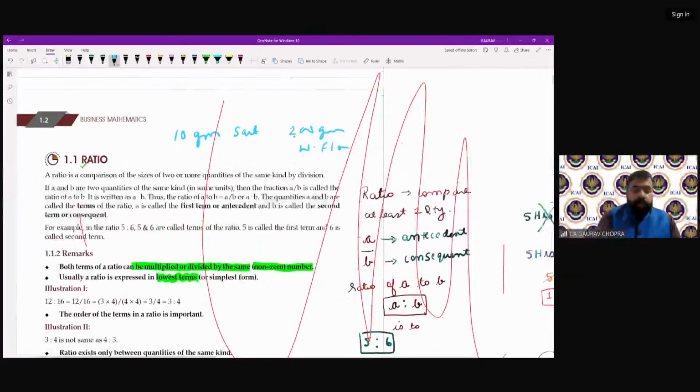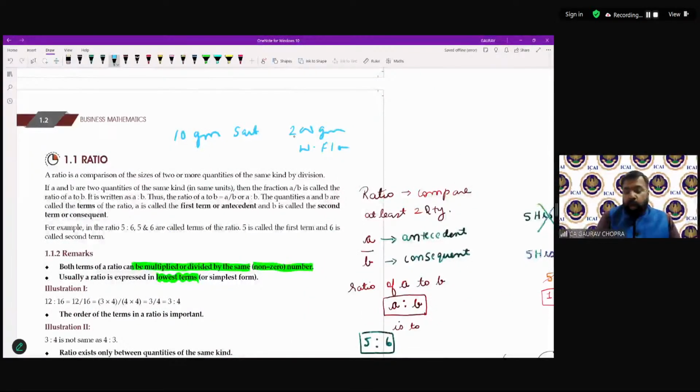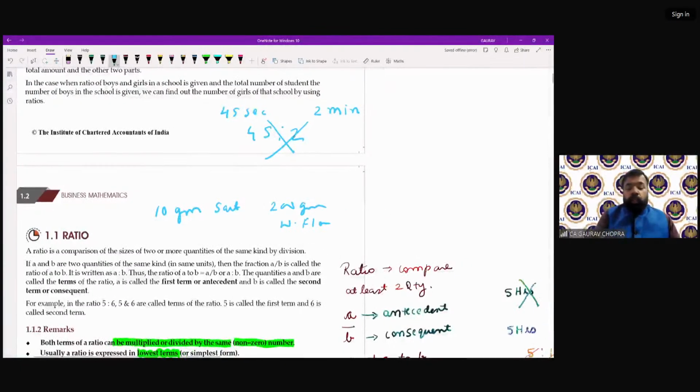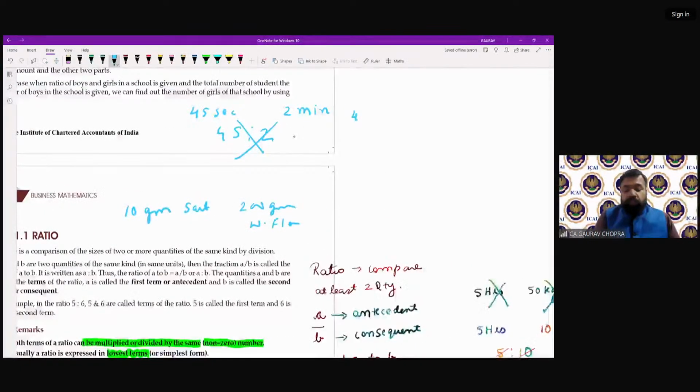So the first thing is, let's say you have to calculate a ratio between 45 seconds and 2 minutes. Will the ratio be 45:2? No, it's wrong, because the units are not the same. So first you have to make the units equal. Let's take 45 seconds and convert 2 minutes into seconds. In 1 minute, how many seconds are there? Of course, everybody knows, 60 seconds. Therefore, 45 ratio 120.